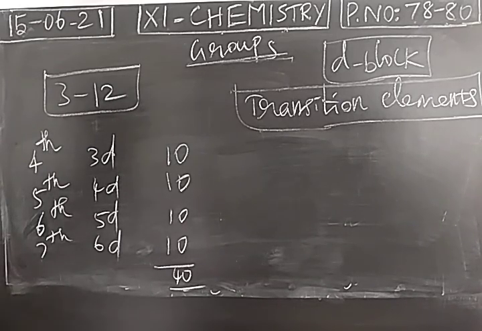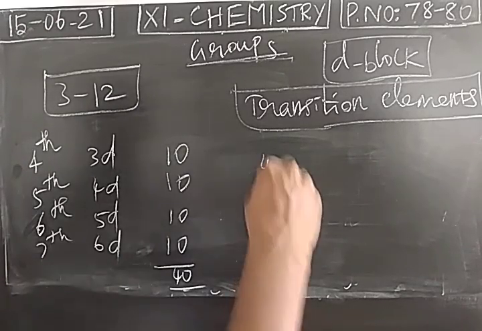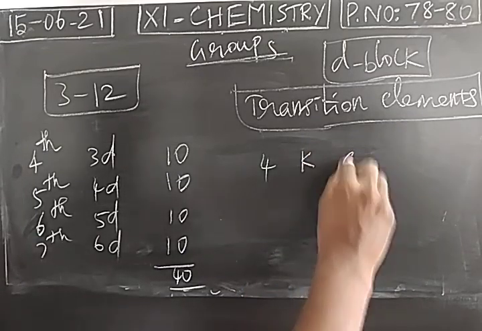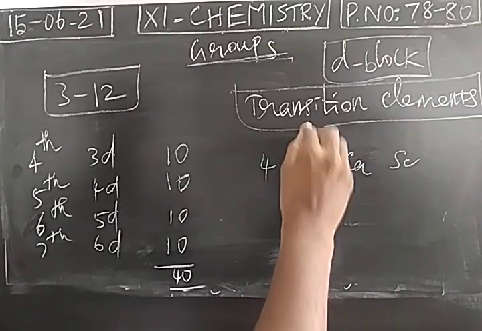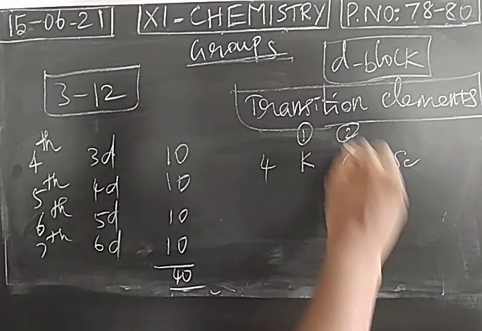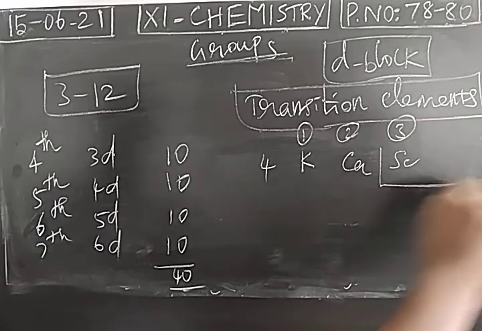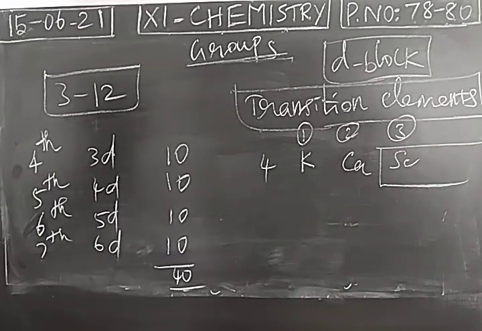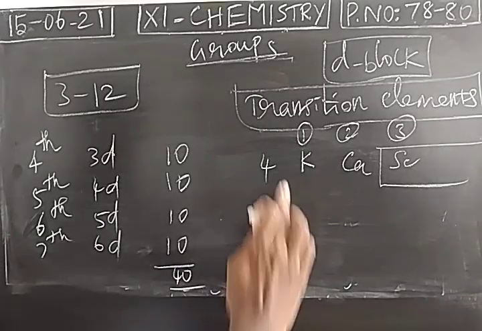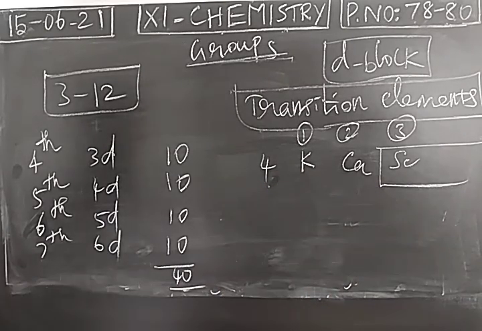When you take the fourth period, it starts with potassium, calcium, scandium. This is in group number 1, group number 2, group number 3. So we take group number 3 to 12. So in the fourth period, we have 10 elements from the 3rd to 12th group. These are called the 3D series.